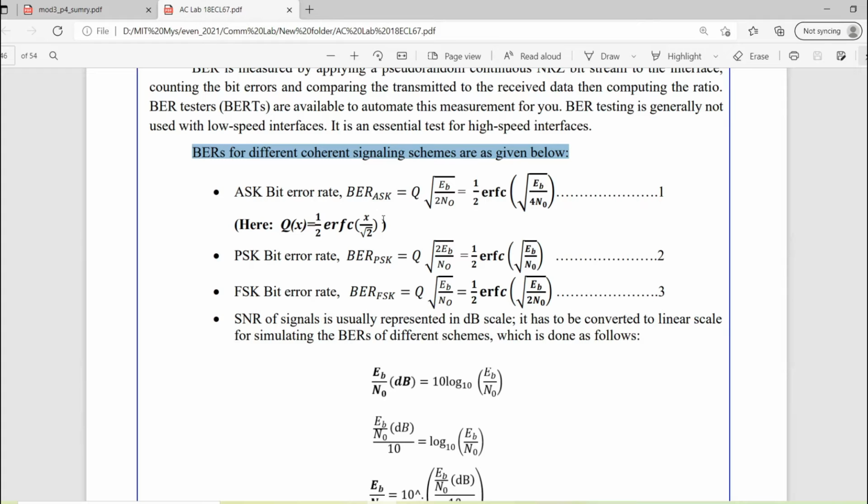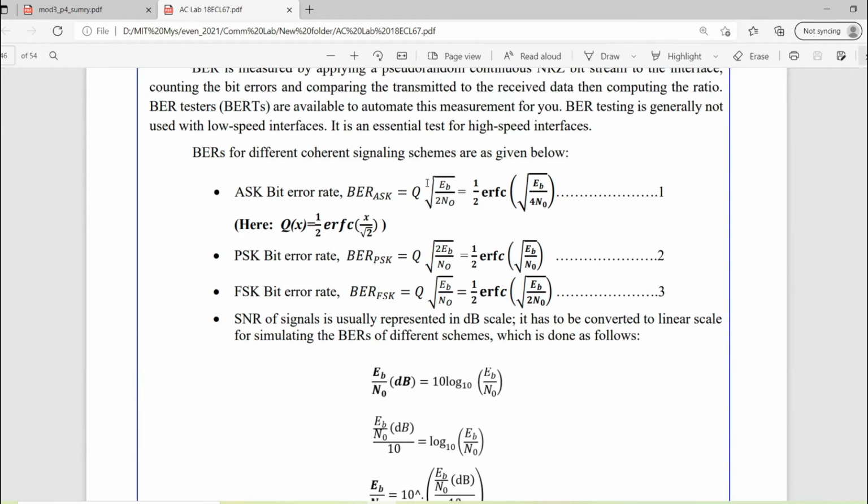So let us first go through the equations we have for bit error rates for different signaling schemes. First one is ASK, whose bit error rate is given by the Q function. The equivalent complementary error function form is 1 by 2 erfc of square root of Eb by 4 N naught, whereas PSK bit error rate is 1 by 2 erfc of square root of Eb by N naught. FSK bit error rate is 1 by 2 erfc of square root of Eb by 2 N naught.